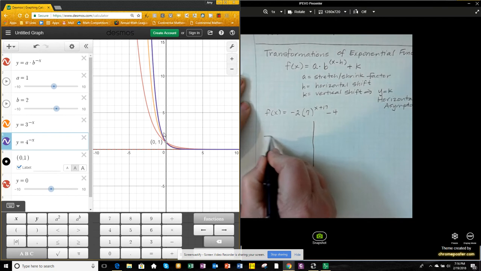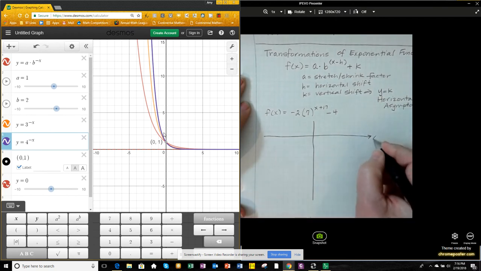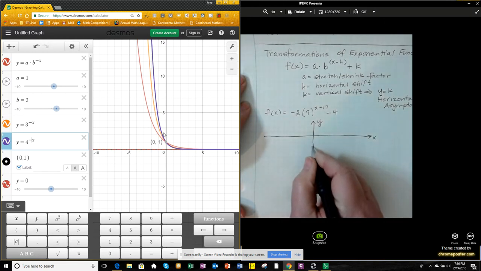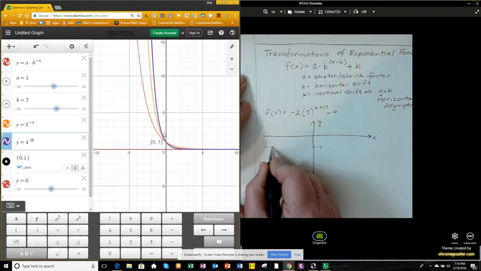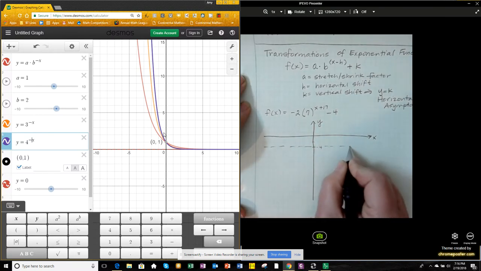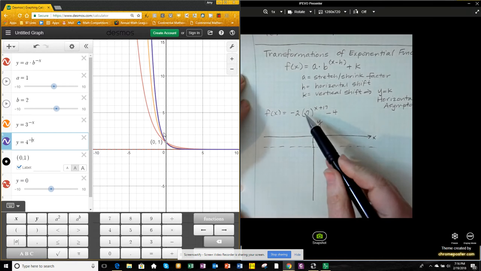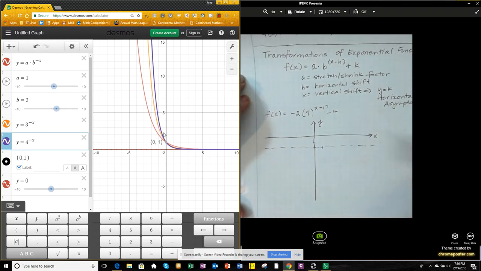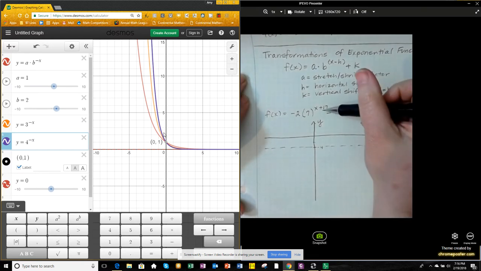All right, so let's do a quick little graph here by hand. And I said that my horizontal asymptote is always the k, and that's the negative 4, so we're going to make this negative 4. Do these in increments of 2. So there's negative 4. And this is going to live below, but I'm not going to trust that. I'm just going to plot some points. And I like to plot points that are nice, easy points to graph.